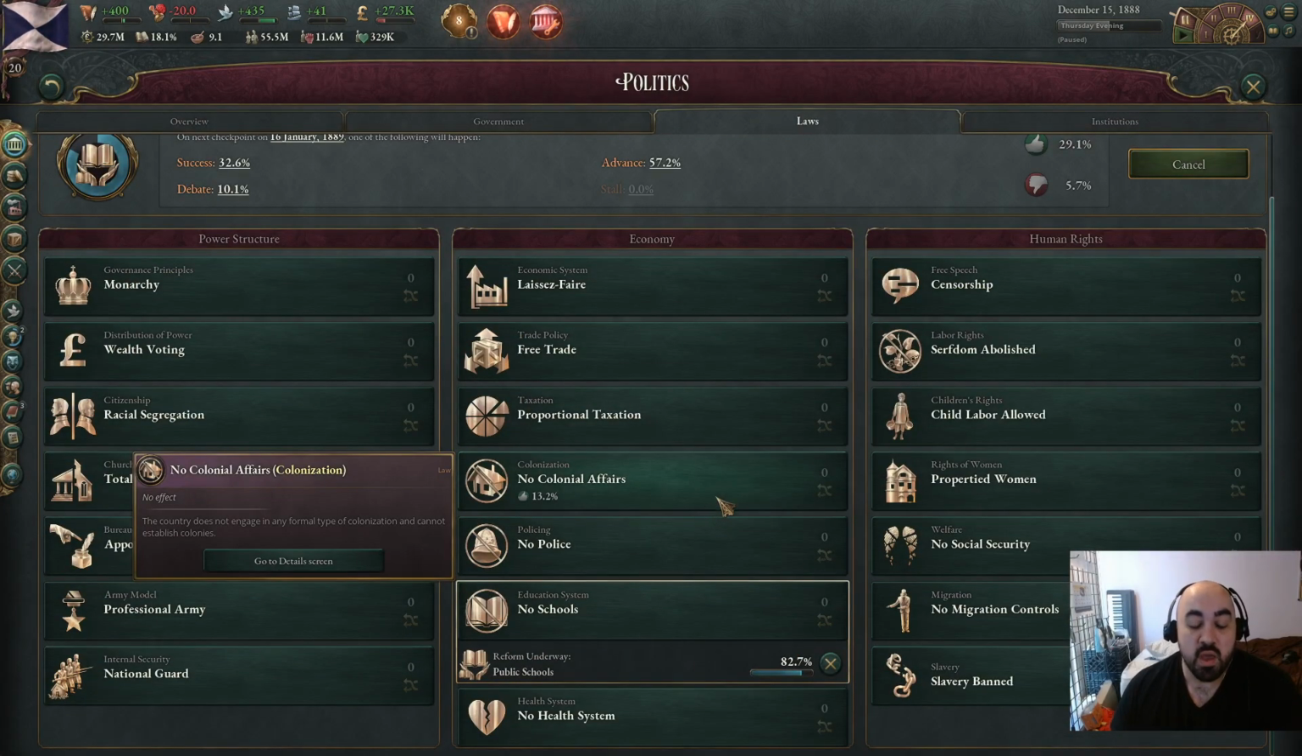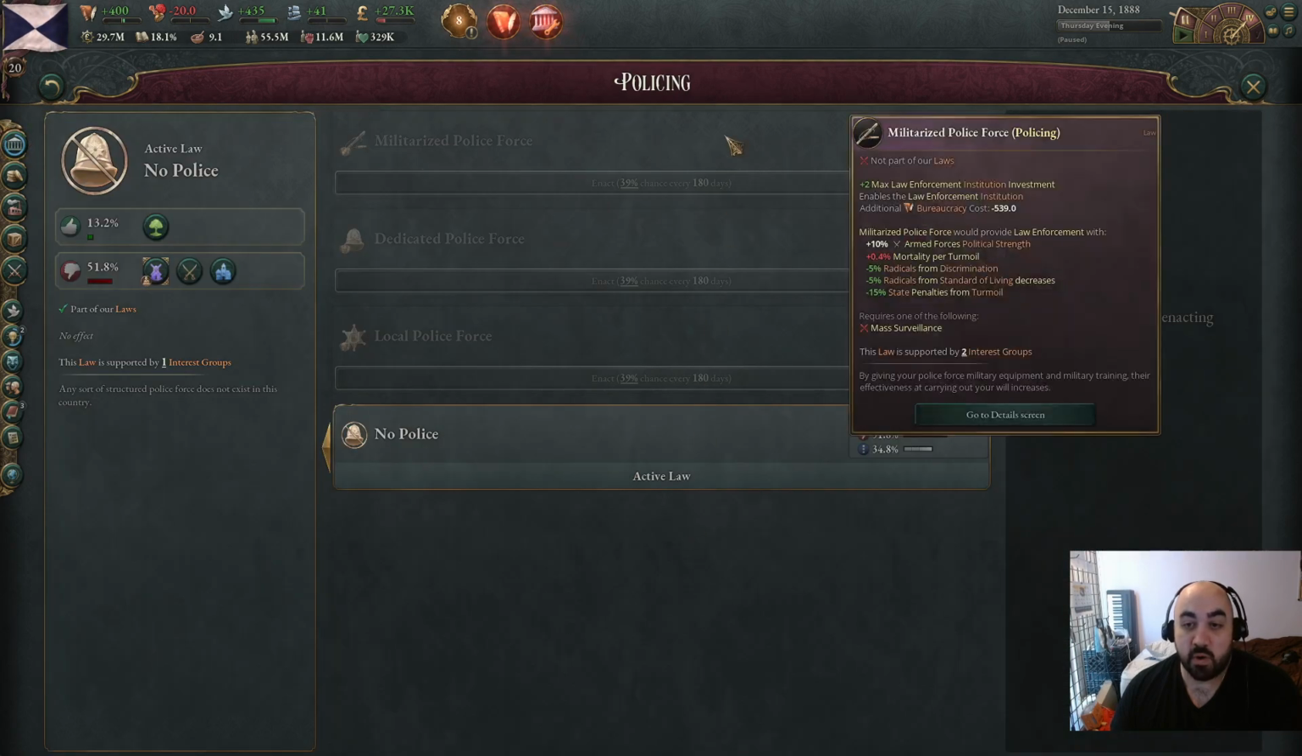The final one is militarized police force, which has a more distinct situation regarding radicals. Very quickly, it gives the bonuses that dedicated police force gives. And then also what you get is -5 radicals from discrimination, increased mortality per turmoil, and armed forces political strength. Overall, I think that this is negative, but if you are intentionally running a high discrimination country, you can think about doing this, especially if the discrimination is causing enough radicals that you are starting to get a lot of turmoil just from the radicals. Then you can think about militarized police force.